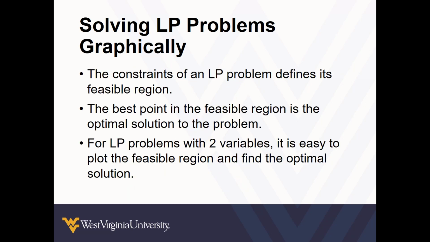We can also solve these problems graphically when we only have two values for x, and in this case we do. We have our aquaspa and our Hydrolux. The constraints of a linear programming problem defines its feasible region, and we're going to take a look at that in just a second. The best point in the feasible region is the optimal solution to the problem. For LP problems with two variables, it is easy to plot the feasible region and find the optimal solution.